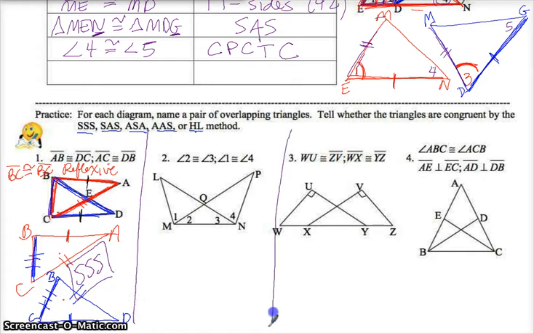All right, let's move on to the second one. Again, I have multiple sets of triangles here. I have these LQM and PQN. I have this big one LNM, PNM. So I'm trying to look for a pair of overlapping triangles that are congruent. So let's look at the given information. So I have angle 2 is congruent to angle 3. And I have angle 1 is congruent to angle 4.